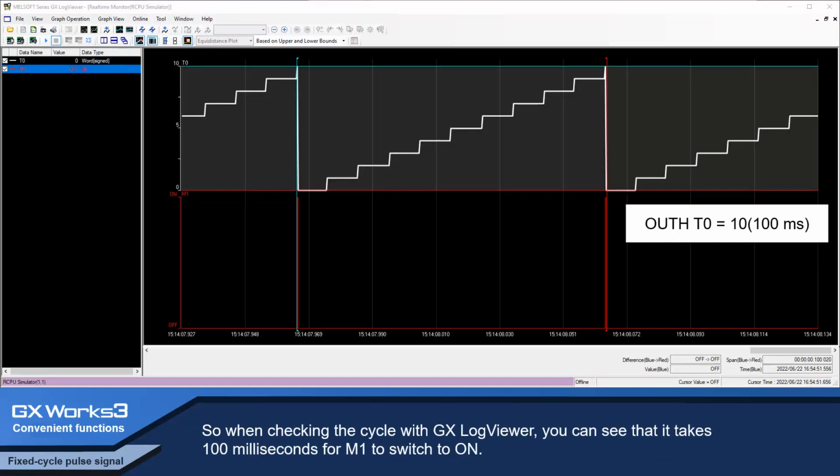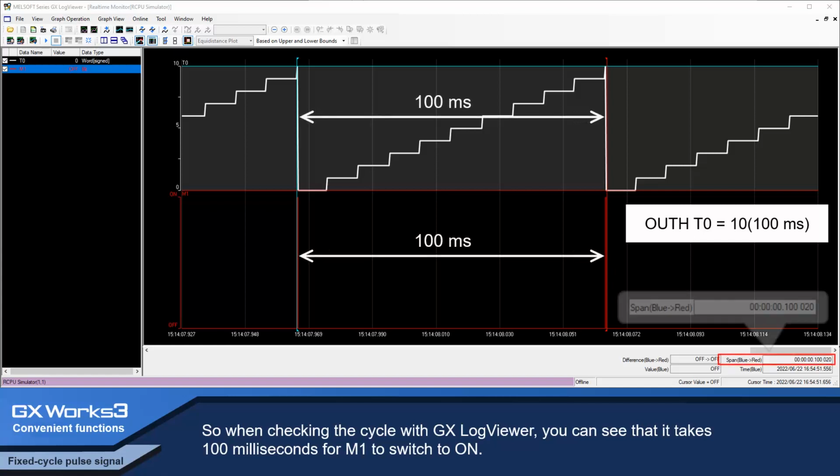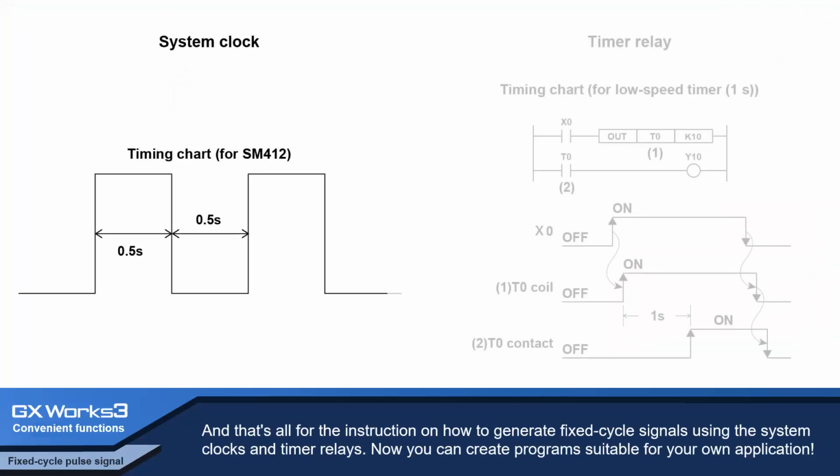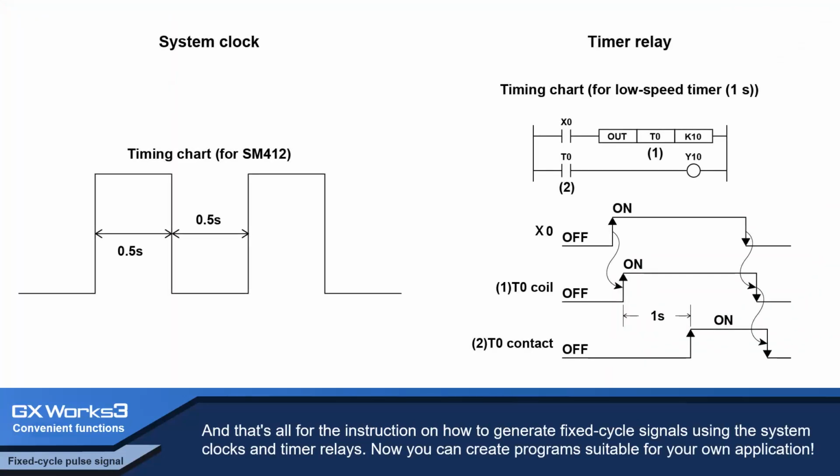So, when checking the cycle with GX LogViewer, you can see that it takes 100 milliseconds for M1 to switch to on. And that's all for the instruction on how to generate fixed cycle signals using the system clocks and timer relays. Now you can create programs suitable for your own application.